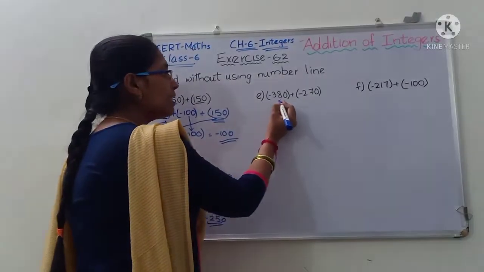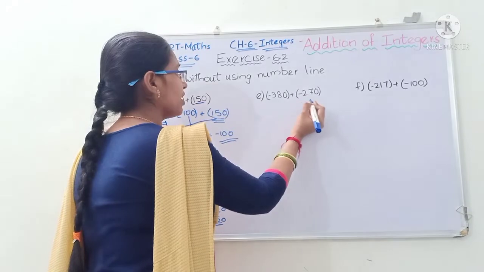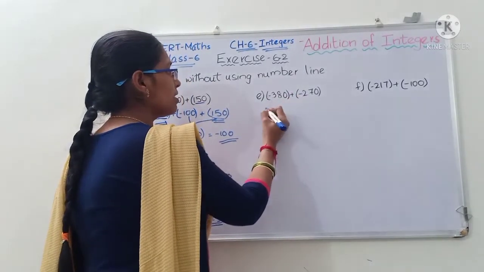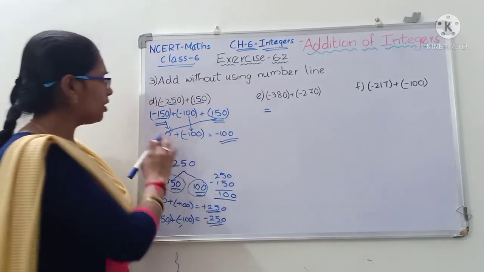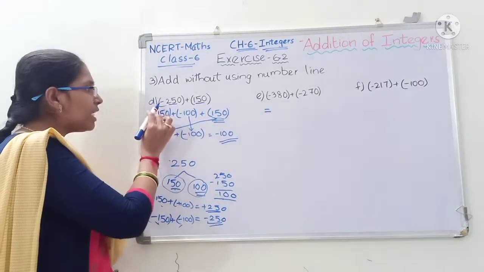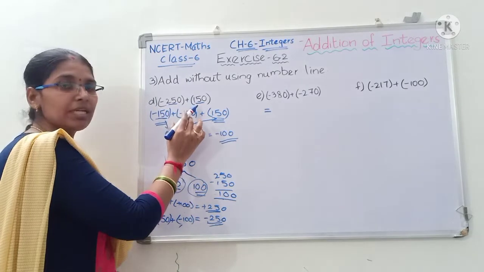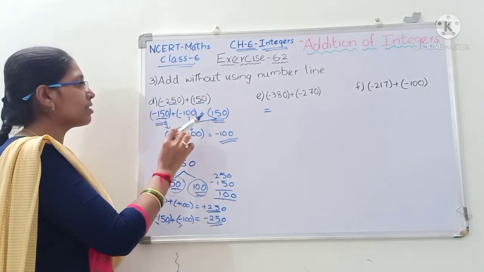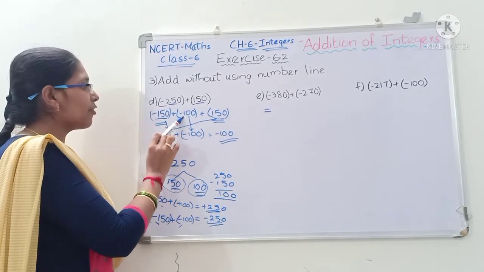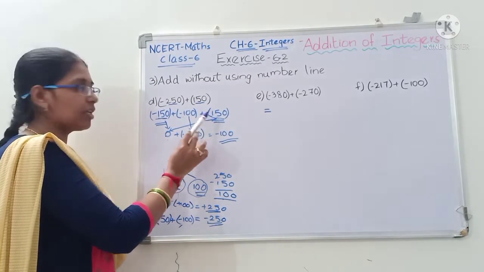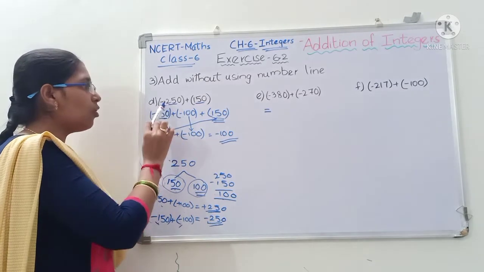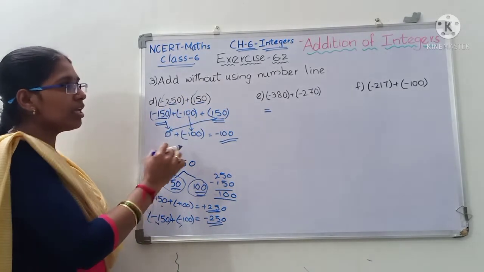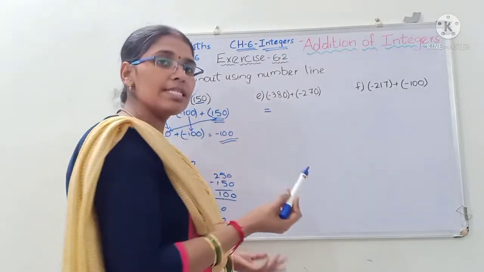Next question is minus 380 plus minus 270. Here in the question, both numbers are negative. In that case, how should we do, children? We did not do in this way, children, because here one number is negative, another number is positive. So we split the big number as sum of two numbers. We got minus 150 and minus 100. Minus 150 plus 150 will become 0. So if there is one negative and one positive number, we should proceed in this way. If both numbers are negative, it is simple, children.